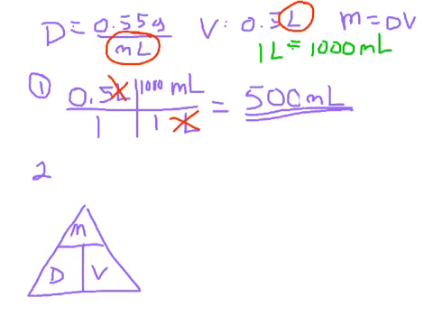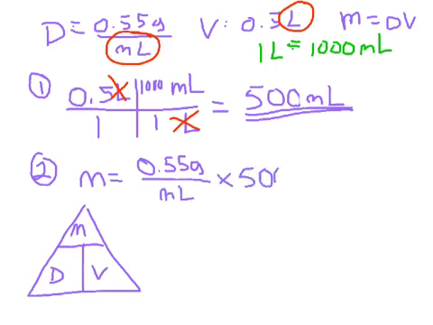Now I do step 2. Step 2 is mass equals density times volume, so my mass is going to be equal to my density, which is 0.55 grams per milliliter times 500 milliliters. I see that now, indeed, my milliliters do cancel. And because of that, I end up with grams. That's great. So would somebody with a calculator out mind multiplying 0.55 times 500, and we're going to bring that down here.